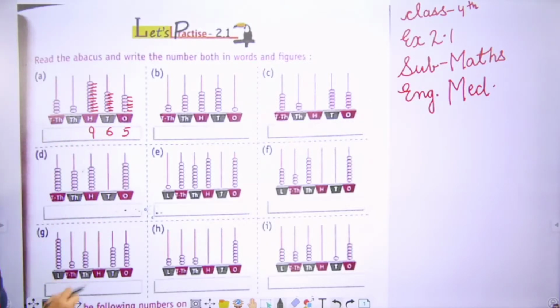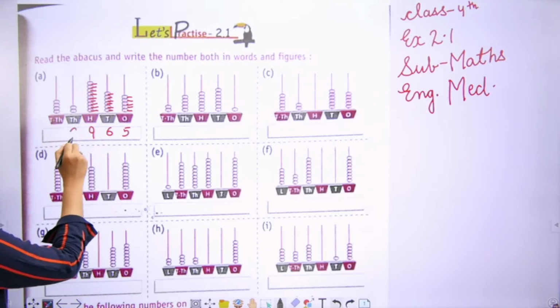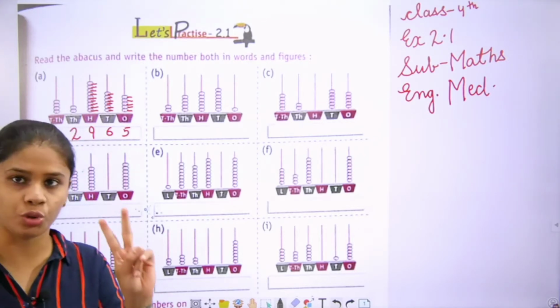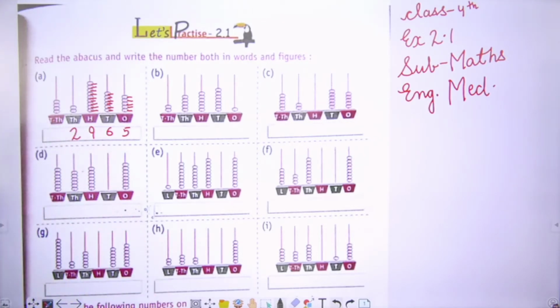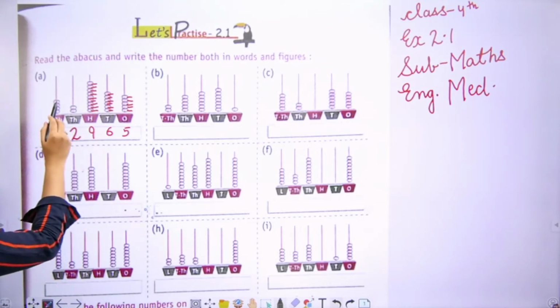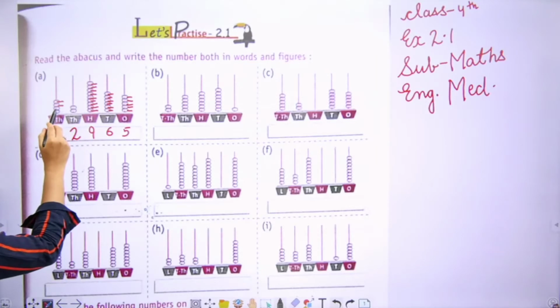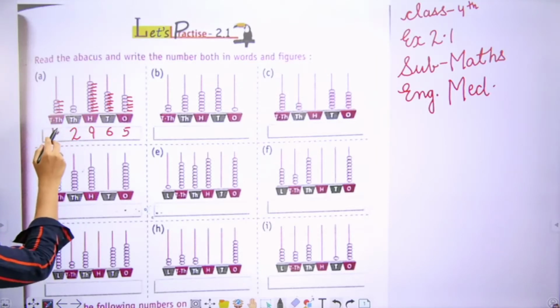In 1000 side, there are only 2 beads. How many beads? 2. Now move to the 10,000. How many beads are there? Let's count all together. 1, 2, 3, 4. We will write here 4.